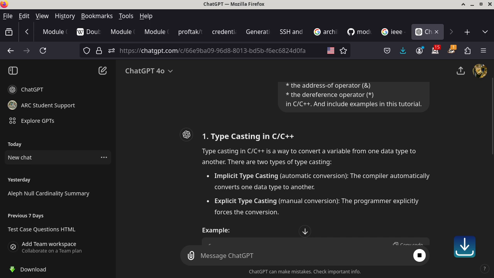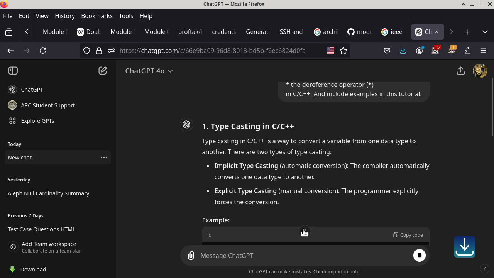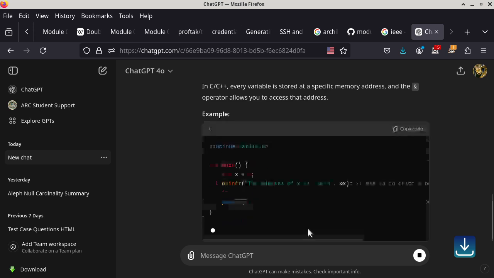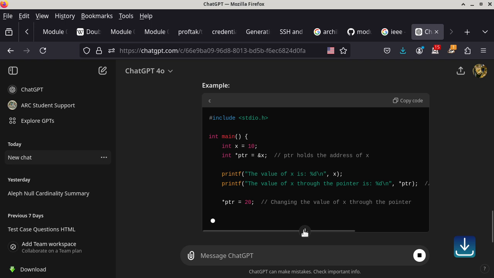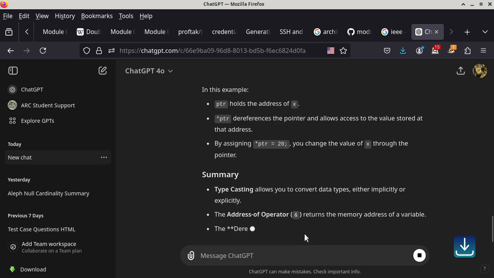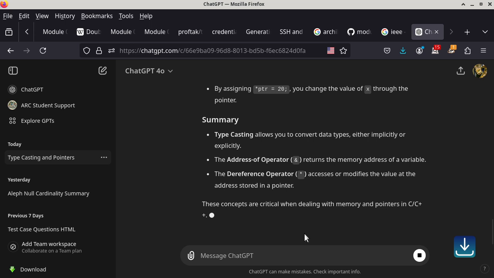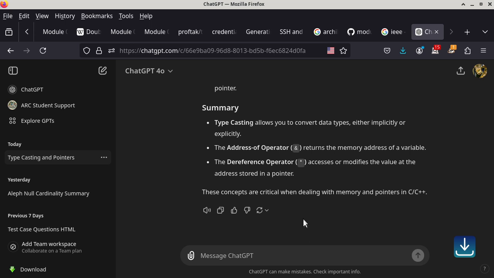Okay, that's implicit, that's explicit. Here's an example. Not bad. Yep. So that's one productive way to make use of ChatGPT, because it does give us a fairly good tutorial on exactly those concepts. So trying to make use of these resources.